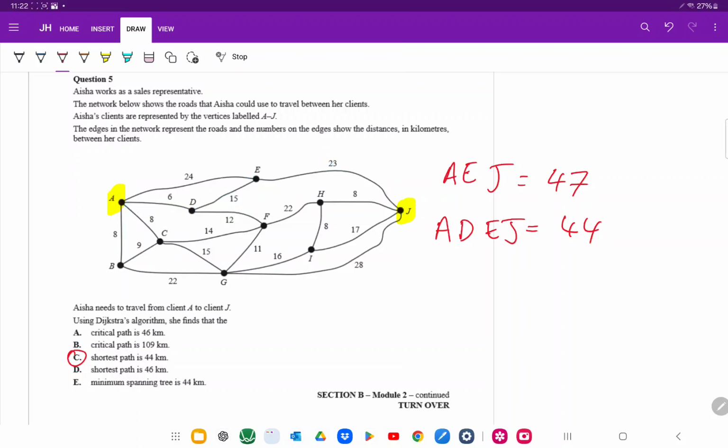I'm just going to have a look at this answer here and see what this yields. So 22 plus 8 is 30. 30 plus this is equal to 42, 48. So you can see in this case, this could have been a potential distractor, but in this case, the shortest path is 44.